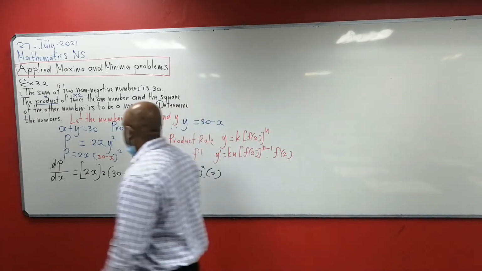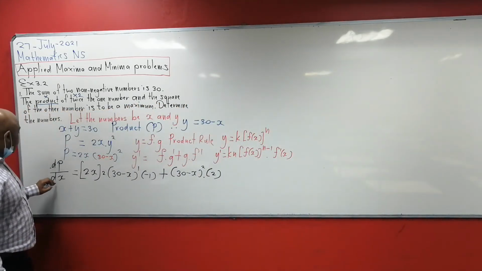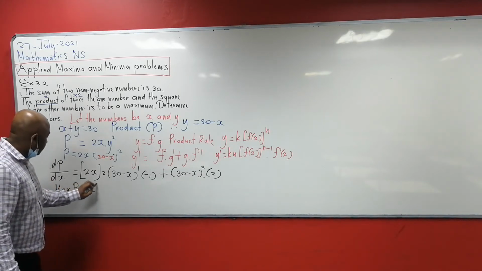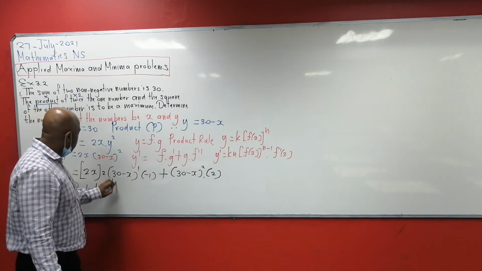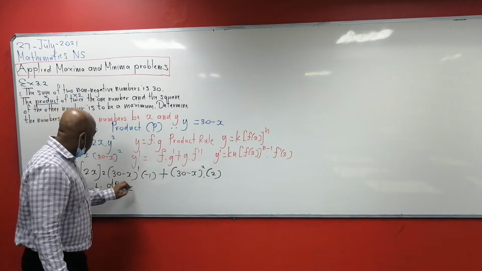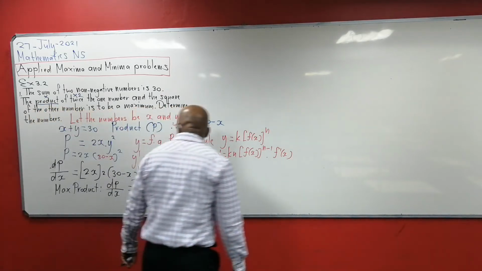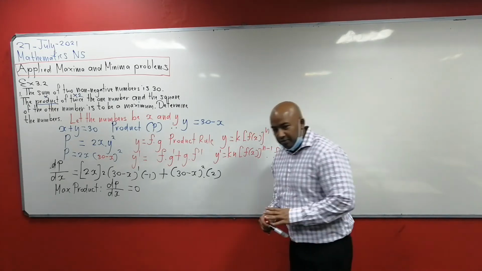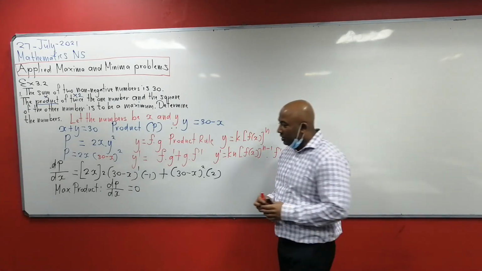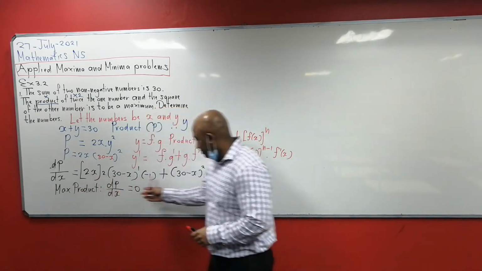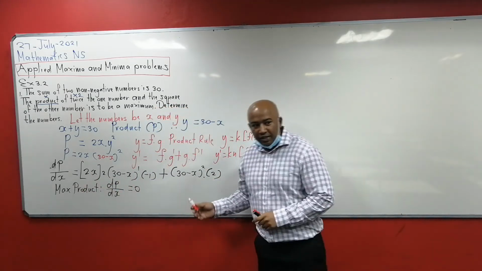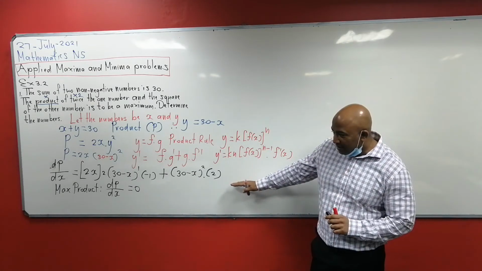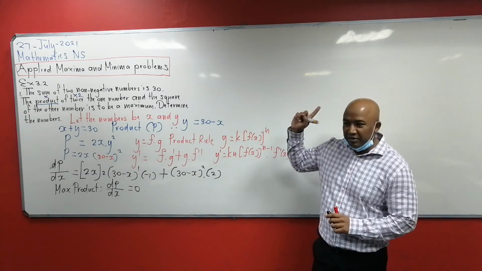So now what do we know? We know that for the maximum product, dp all over dx must equal to 0. Okay, so now let's see what we have here. Now, the first thing that you might want to do is remove brackets here. But that is not the quickest way to deal with it. If you're removing brackets now, it will take longer. It will be just as long as the previous one, even longer.